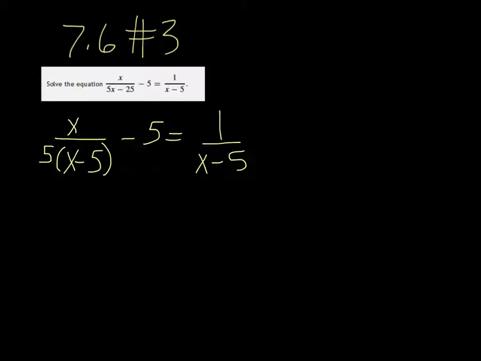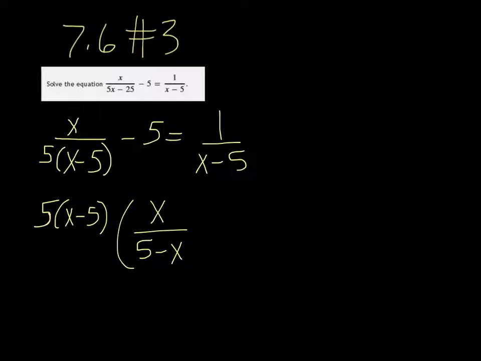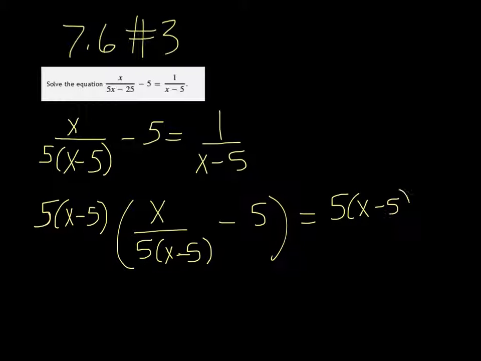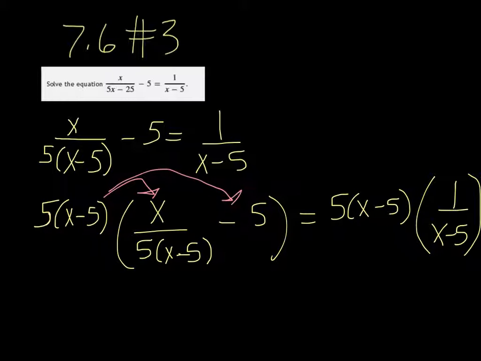So if we multiply both sides by 5x minus 5, minus 5 equals 5 times x minus 5 times 1 over x minus 5. And we want to distribute on the left side.